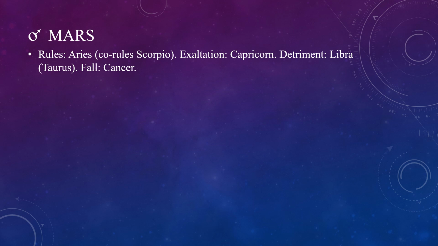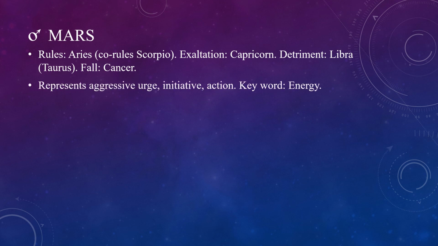Next comes Mars. Mars rules Aries, and it co-rules Scorpio. It is exalted in Capricorn. Its detriment is Libra and Taurus, and the fall of Mars is Cancer. Mars represents the aggressive urge, its initiative and action, and its key word is energy. It is sometimes referred to as the lesser malefic.